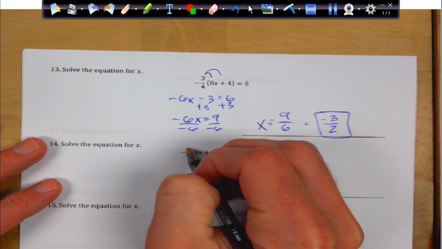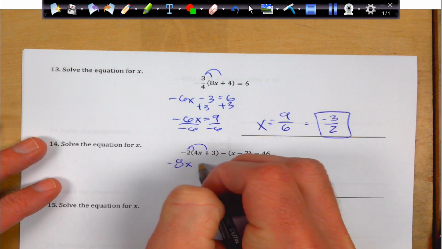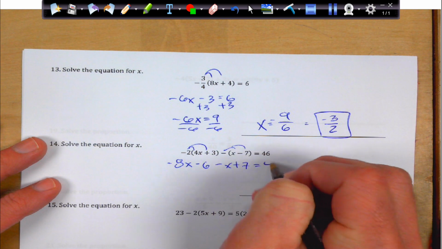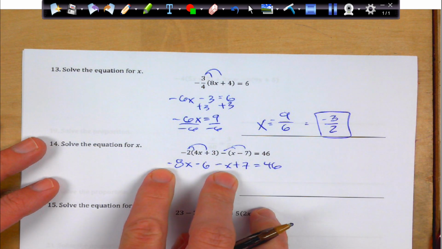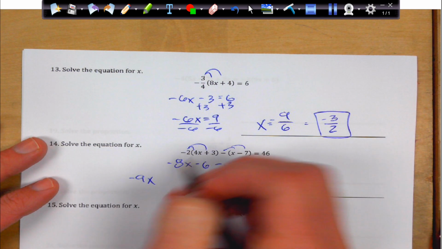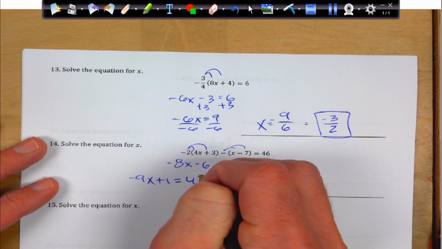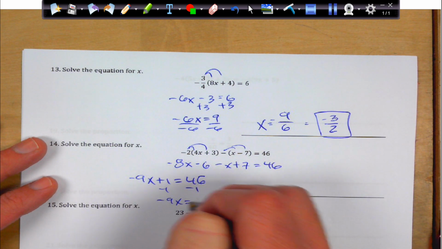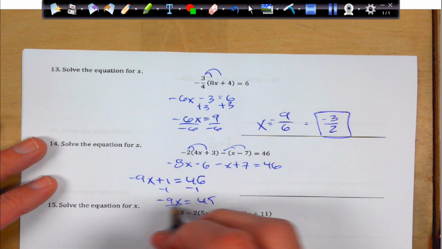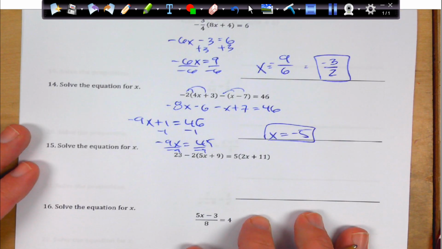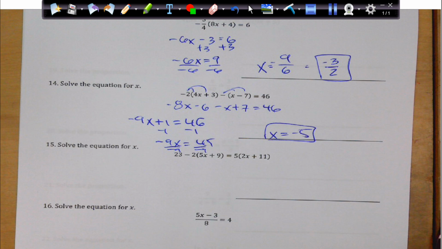Distribute and solve. So we distribute, we get negative 8x, negative 6, negative x, positive 7, and 46. Combine like terms, negative 8 and negative x is negative 9x. Negative 6 and plus 7 is plus 1. We're going to subtract 1 to get negative 9x equals 45, and divide by negative 9, x equals negative 5. Ain't that convenient?